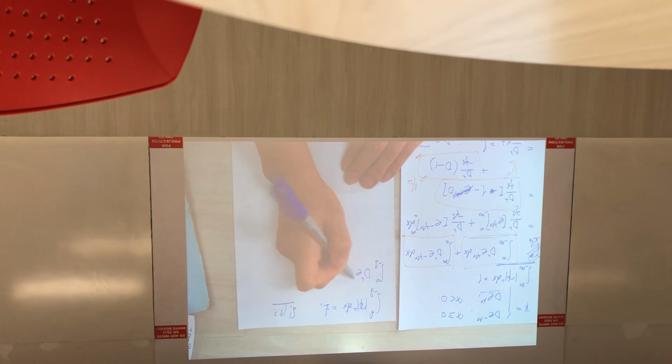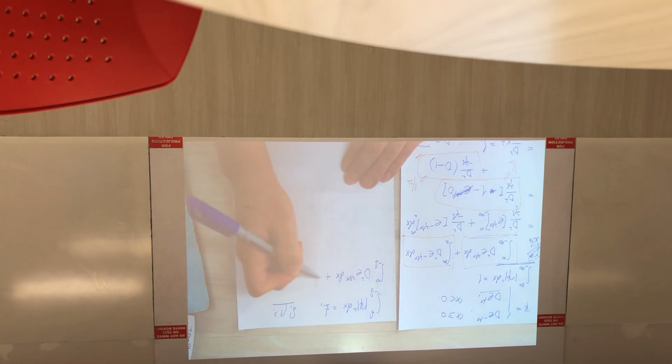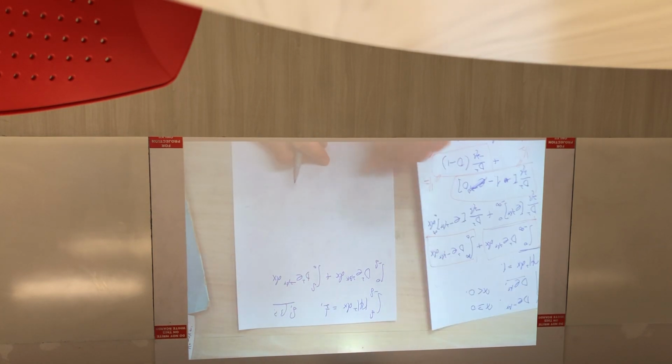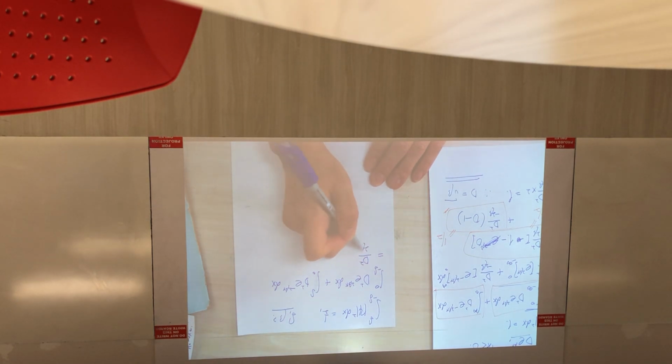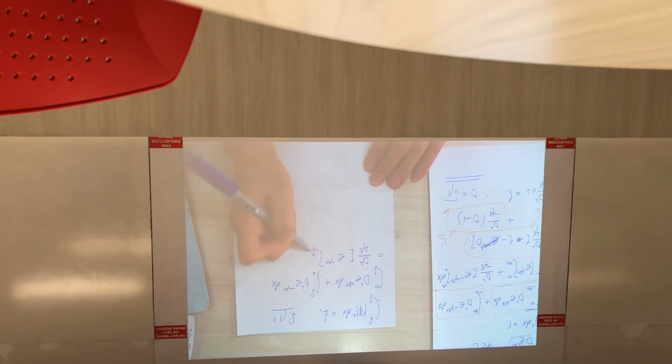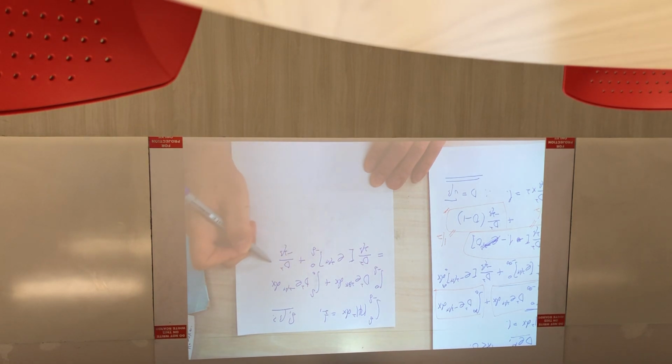V square exponential 2 beta x dx plus, for the positive region, this becomes v square exponential minus 2 beta x dx. Okay, so we will do the integration again, and this becomes v square over 2 beta exponential 2 beta x from minus delta to 0, plus v square over minus 2 beta exponential minus 2 beta x from 0 to delta.